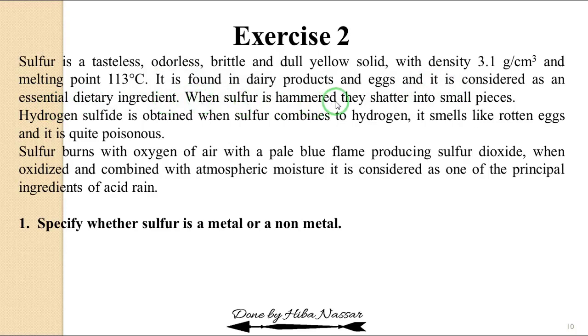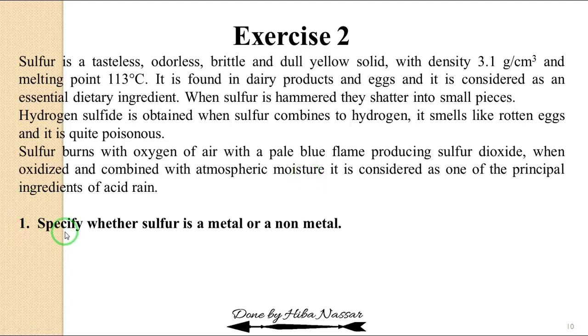When sulfur is hammered, it shatters into small pieces. Hydrogen sulfide is obtained when sulfur combines with hydrogen. It smells like rotten eggs and it is quite poisonous. Sulfur burns with the oxygen of air with a pale blue flame producing sulfur dioxide. When oxidized and combined with atmospheric moisture, it is considered one of the principal ingredients of acid rain.